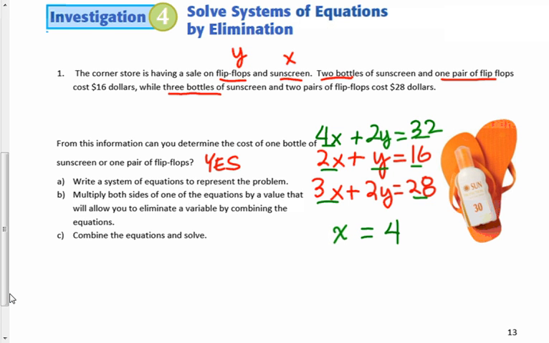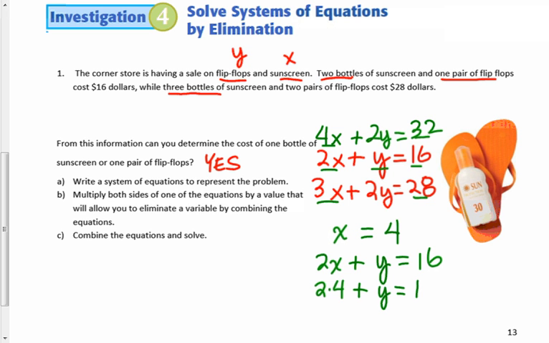And then I can just use one of my equations like 2x, 2 bottles of sunscreen plus 1 pair of flip-flops is equal to 16. And I now know that sunscreen is $4 a bottle, so 2 times 4.